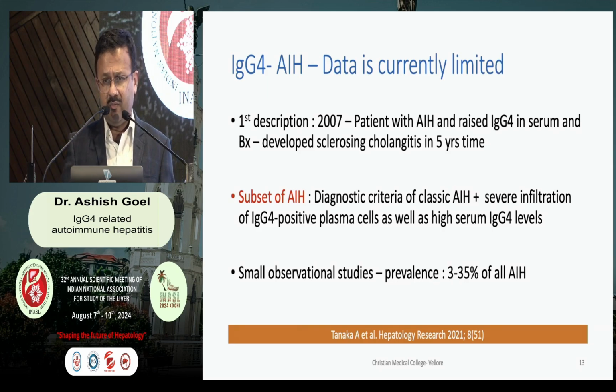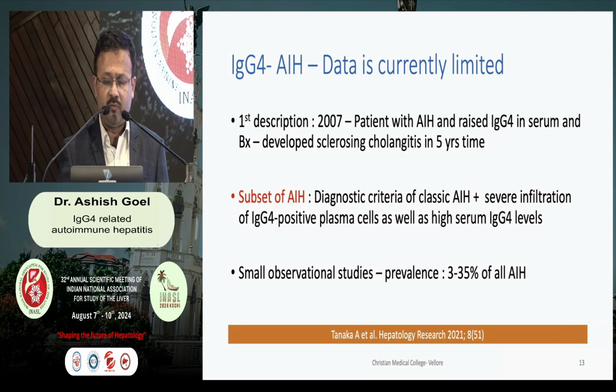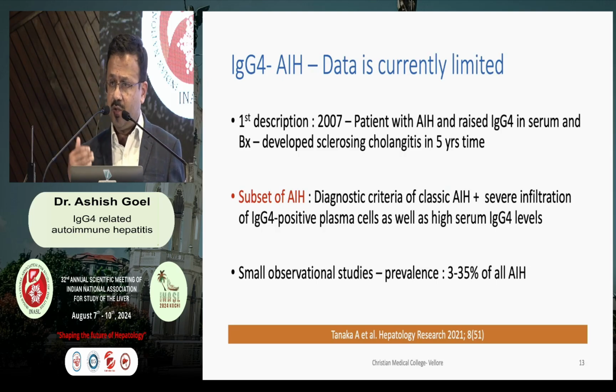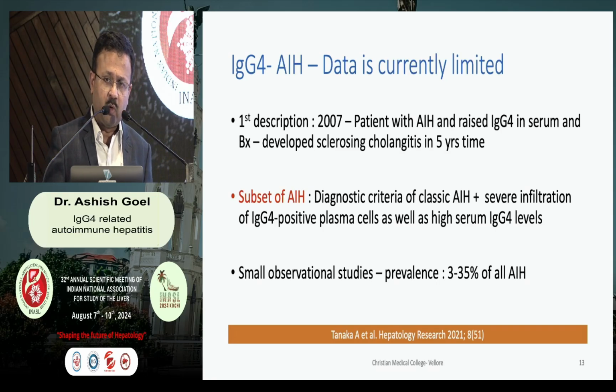hepatitis. The data is very, very limited currently. The first description was in 2007, of a patient with AIH who had raised serum IgG4 levels, and biopsy showed raised IgG4 plasma cells, and this patient, when followed up for a period of 5 years, developed sclerosing cholangitis. So this was the first description, and then they proposed that this may be a different entity, a subset of autoimmune hepatitis. So what does that mean?